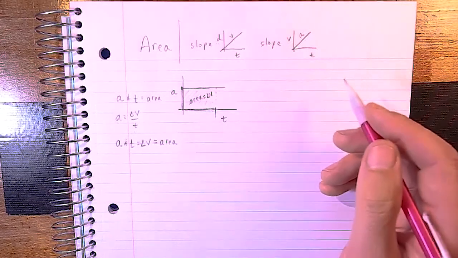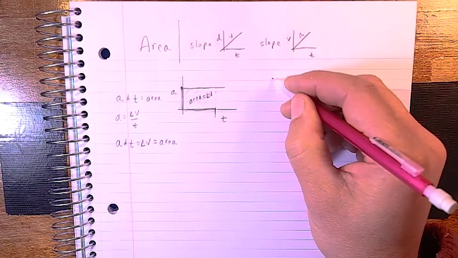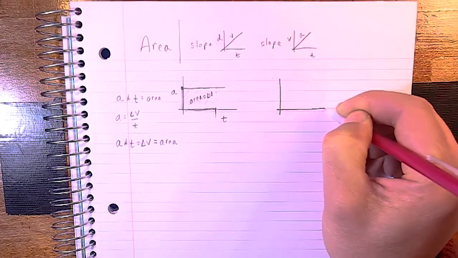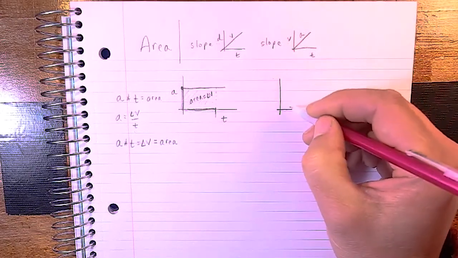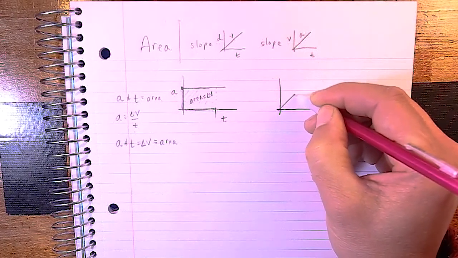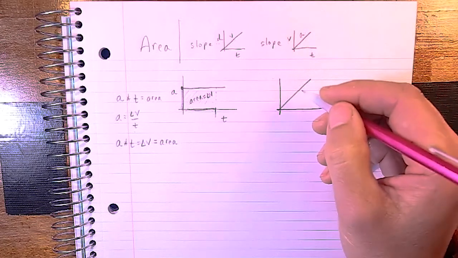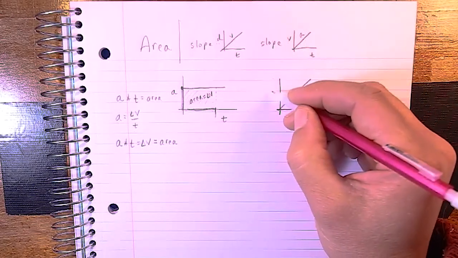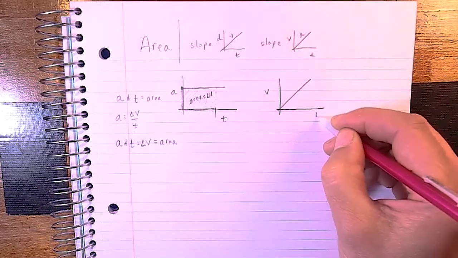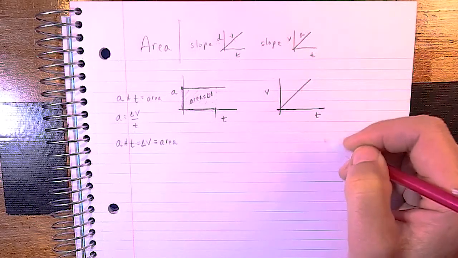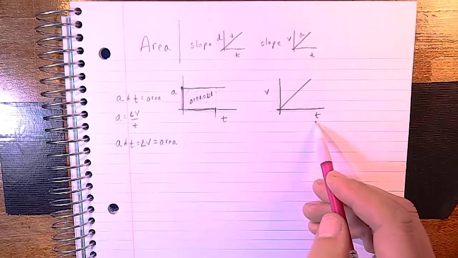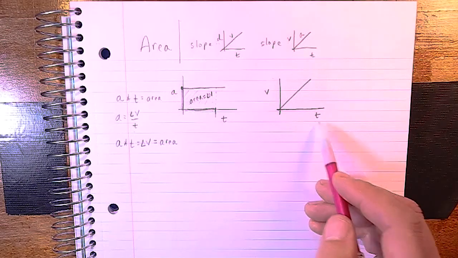Now, we can look at this also for a velocity time graph. So this time I'm going to pick a diagonal line so that we can see that in this case it's actually a triangle. And let's say we have V and T. So we know in the same way as before the velocity times the time is going to be equal to the area.